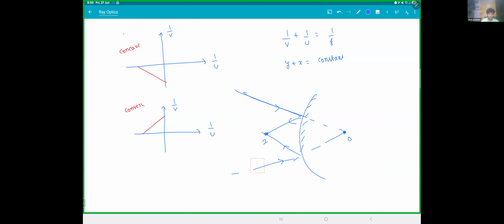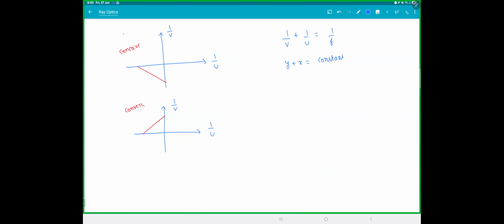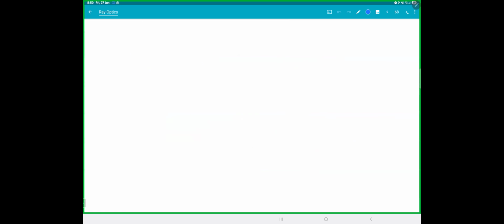Yes, actually, it comes from the principle of reversibility. Remember, I told you if you take an object and put it in the place of an image, then the image will form in the place of the object. Both can be interchanged. But the meaning of virtual object is that it's not a real object. It was supposed to be there, but the mirror is blocking it. Think of it like that. Next thing, these are important questions.